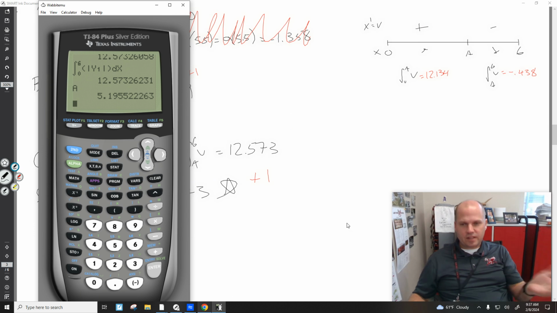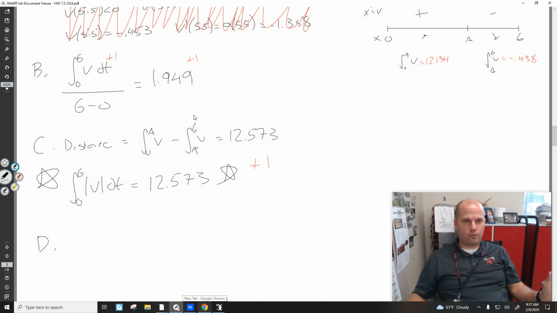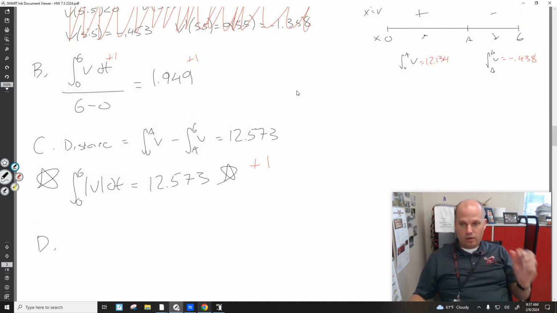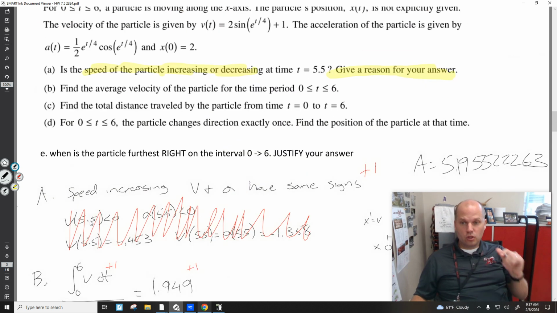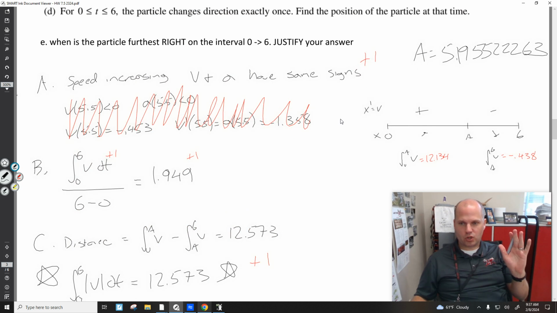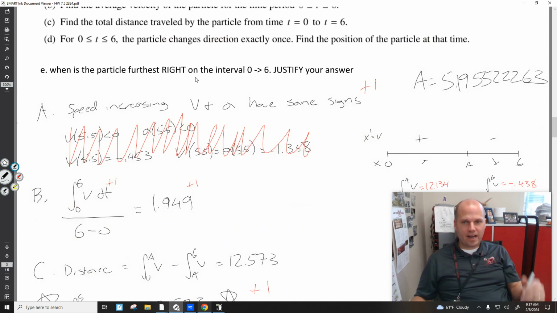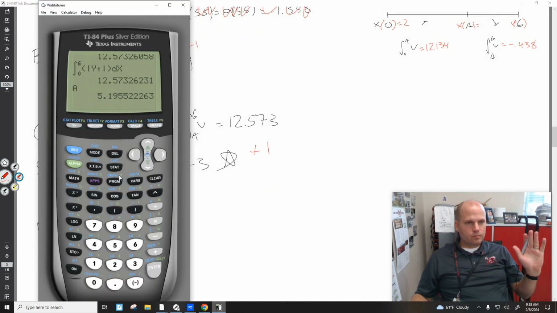Now, since we did the sign analysis for distance, we know the particle changes direction at A. What are they asking you for? Any justifications? No. Find the position of the particle at that time. So, you ready? We are finding the position at A. You have to show your work. You can't reference this as your work. This is not your work. This is just helpful for you. We know x of 0 is 2. We will then add 12.143 to get x of A. We will subtract 0.438 to get x of 6. We'll do that for the last part.